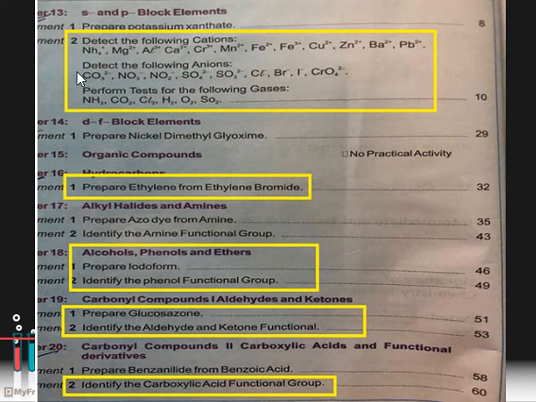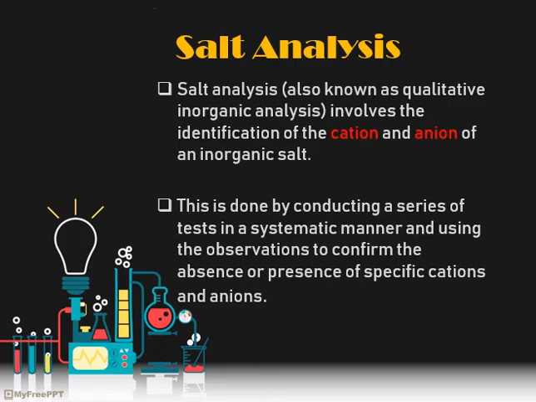So over here we'll start from chapter 13 practicals, that is about detection of cations and detection of anions, and later it is detection of different gases. After that there are certain preparations that you will be writing in your practical notebooks, and some identification tests for the functional groups from organic chemistry chapters. So we will start with salt analysis, also known as qualitative inorganic analysis, in which we identify the cation and anion of an inorganic salt.